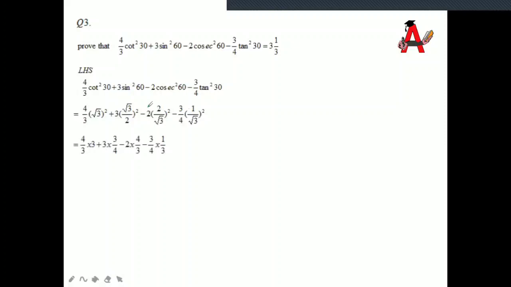This will become 4 by 3 into 3, plus 3 into 3 by 4, minus 2 into 4 by 3, and minus 3 by 4 into 1 by 3. This 3 will get cancelled. This 3 will get cancelled. We will get 4 plus 9 by 4 minus 8 by 3 minus 1 by 4. This can further be kept together. You will get 25 by 4 minus 13.5 by 12, which can further be reduced to 40 by 12, which is 10 by 3, which is 3 1 by 3, which is RHS.